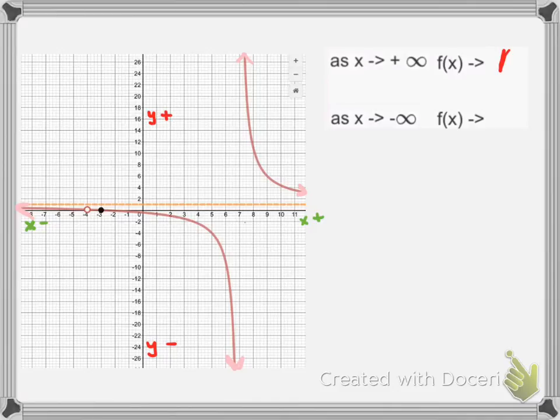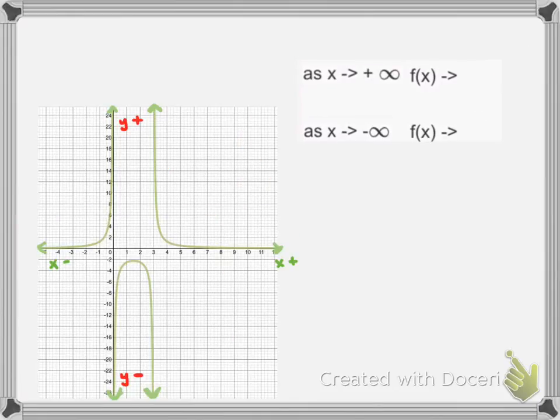Alright, the same exact thing could be said over here to the left. As it goes to the left, it's also getting closer and closer to 1. And that's why we spent so much time trying to figure out how to find these horizontal asymptotes. Alright, one more. If you know what your horizontal asymptote is, you can find end behavior in rationals really easy.